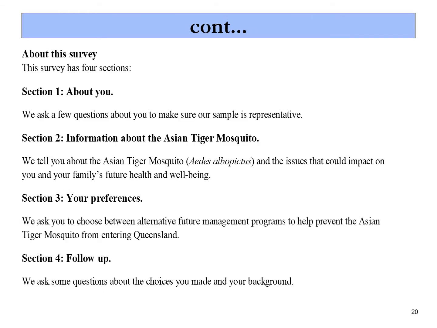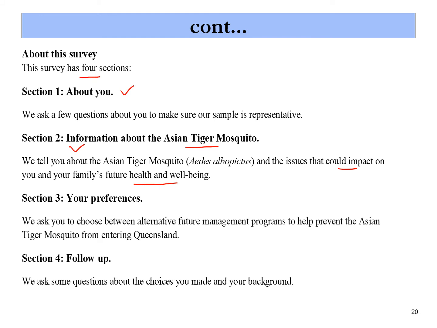This is just an example of this survey. This survey has 4 sections. The first section asks about the information of your respondents. The second section is about the information of the Asian tiger mosquito. So what's the problem with this mosquito? It could impact basically human health as well as well-being.